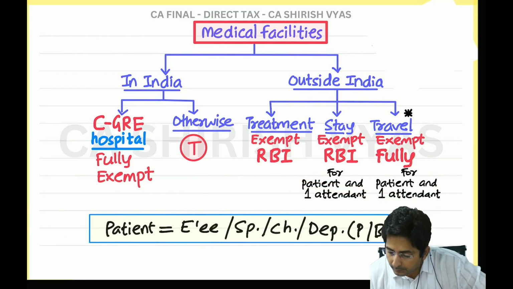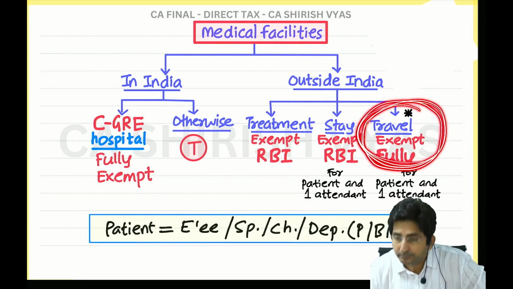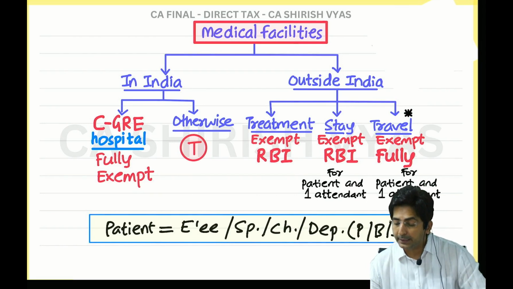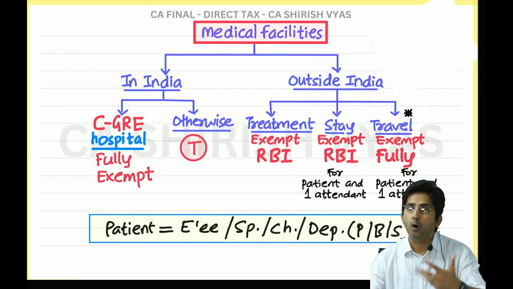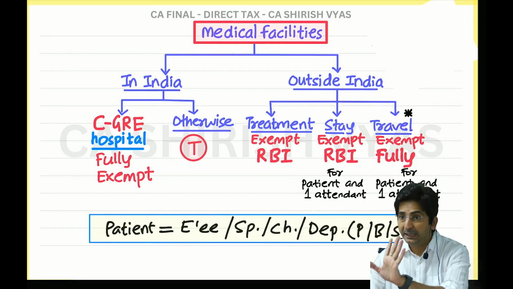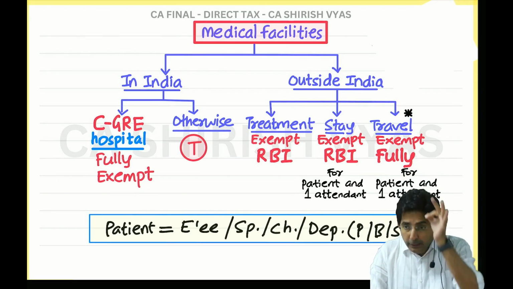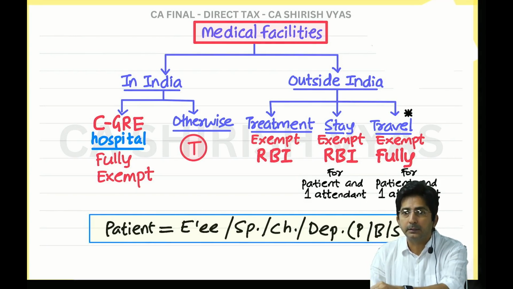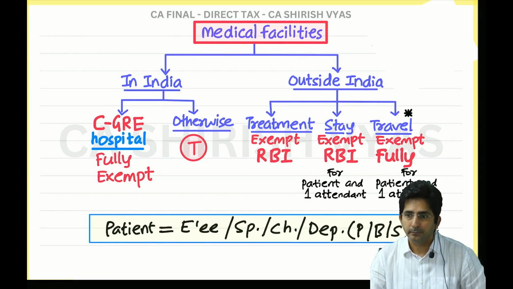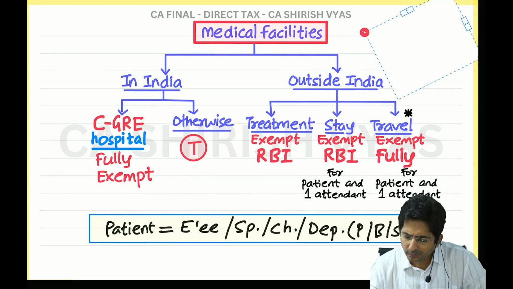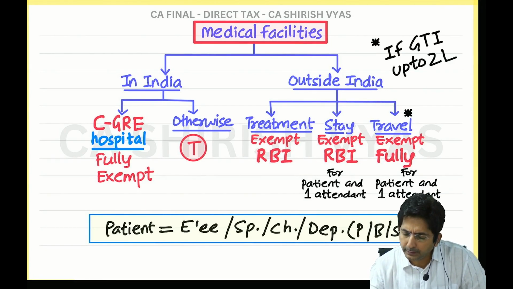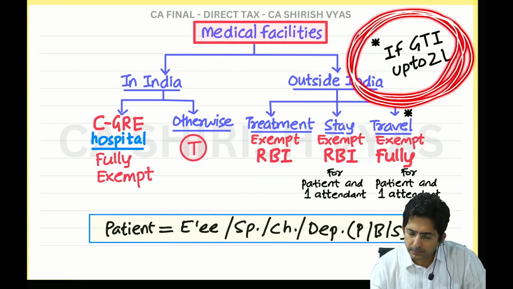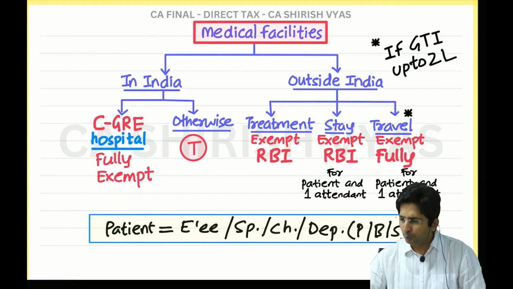Now look here. This travel thing, travel. Can you see one asterisk mark here? For travel, what did I say? It is fully exempt. But for all people or only two people? But fully exempt. But there is a condition. It will be fully exempt only if the employee's gross total income is up to 2 lakhs. Logic I will tell you. Only if the employee's, read what is written. Gross total income is up to 2 lakhs. You know what is gross total income?